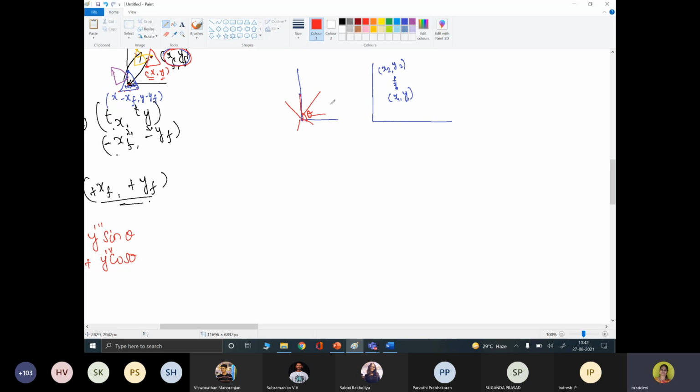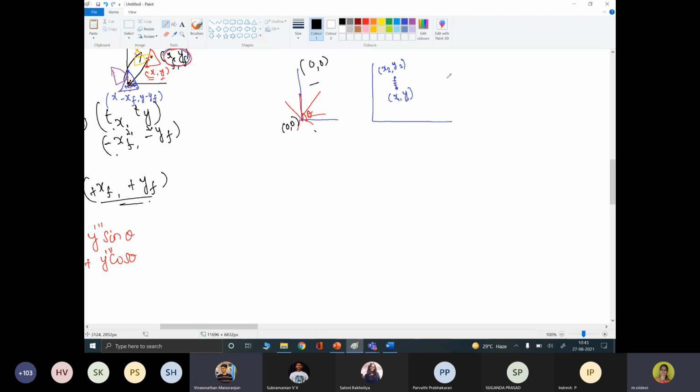Is this concept clear? With respect to the origin, if you are rotating, the line may be anywhere here after rotation. Clear?